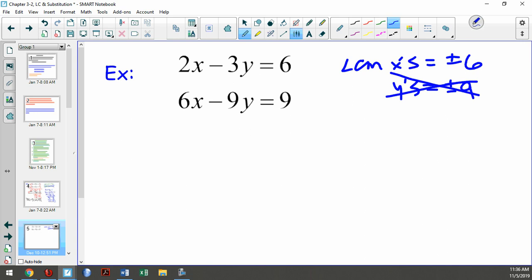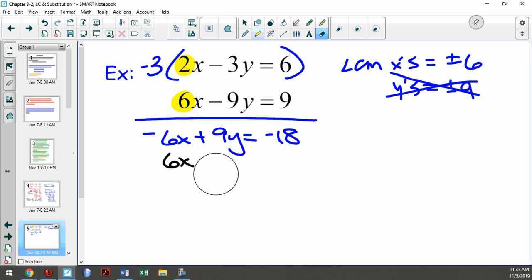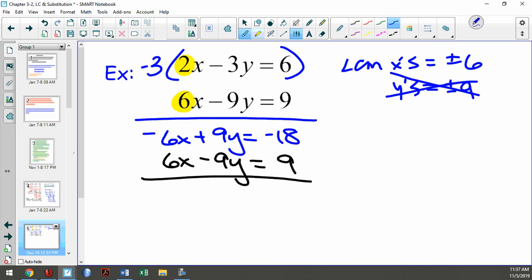Okay, so let's look at your coefficients. I have a 2 and a 6. So I'm going to keep the bottom 6, right? So that means what do I have to do to the top? I need to turn the top 2x into a negative 6x. So I'm going to multiply that by a negative 3. Yes? Do we all see that? Yay or nay? Okay, so this is a negative 6x plus 9y is equal to negative 18. Drop down the second equation, unchanging it. You're not going to change anything in it. And what are you going to do now?